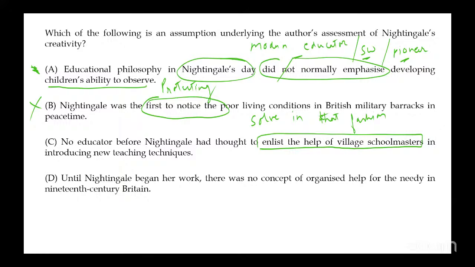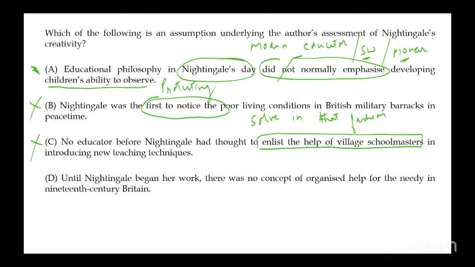use the ability to observe. That was the thing, right? That was the important bit. Not that she enlisted the help of village schoolmasters. Maybe that happened, enlisting people for help. But the approach is the one that makes it creative, right? So C is out.